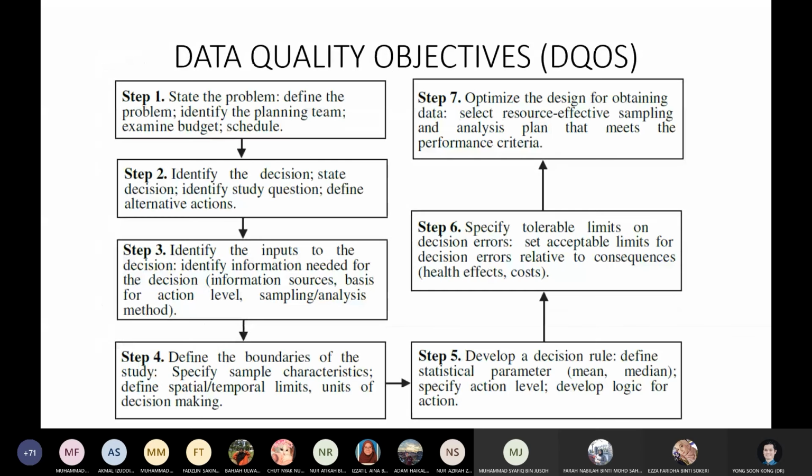Okay, now coming back to the data quality objectives that we discussed earlier. What are the steps that you can use to ensure data quality objectives? There are 7 steps. It begins with step number 1: state the problem, define the problem, identify the planning team, examine budget, and schedule. I think this question usually is addressed by the head of the project. So you can see the project manager, as you saw just now.